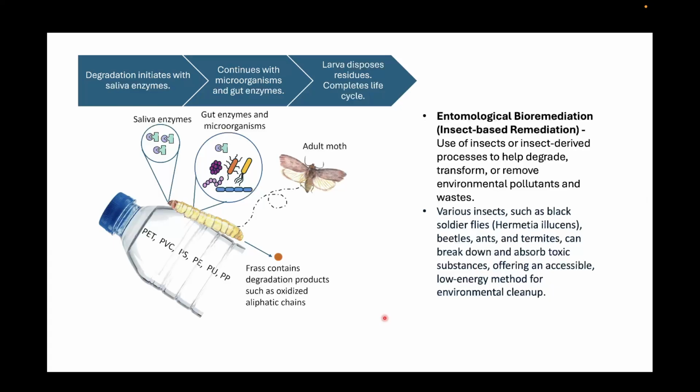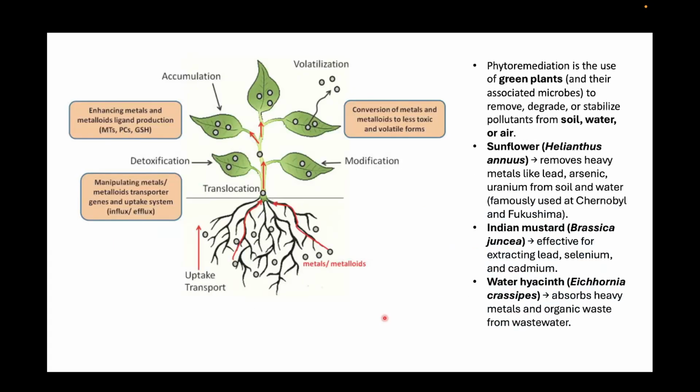Now what is plant based bioremediation method? This is also known as phytoremediation. Phyto is plant and remediation is the use of green plants to remove, degrade, or stabilize pollutants from soil, water, or air. For example, sunflower removes heavy metals like lead, arsenic, uranium from soil and water.